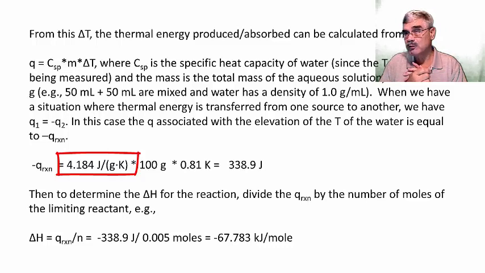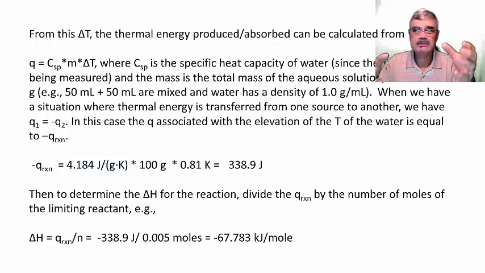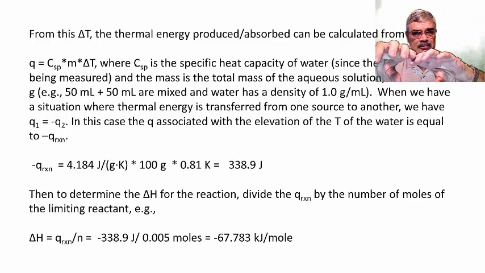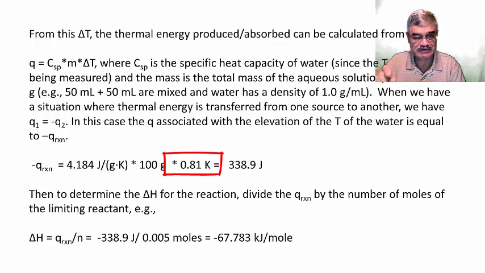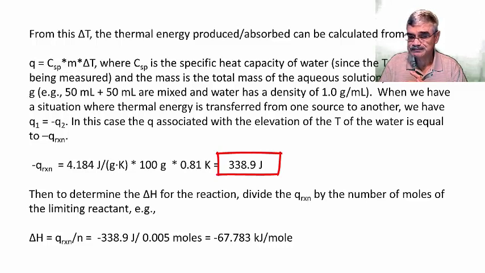What's the mass of the water? Well, let's think. We mixed 50 milliliters with 50 milliliters. We should then have 100 milliliters of water. We know the density of water, and even though there are solutes dissolved in these two aqueous solutions, essentially the density of water we can assume to be 1 gram per milliliter. So we had 100 grams of water. So that's the mass in this equation. And the delta T is 0.81 degrees Kelvin, or degrees centigrade, because the step size for Celsius and Kelvin are the same. And we get a value of 338.9 joules.